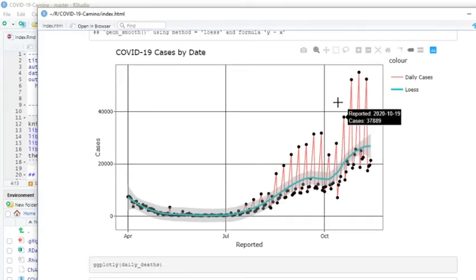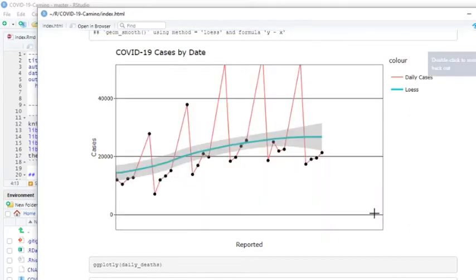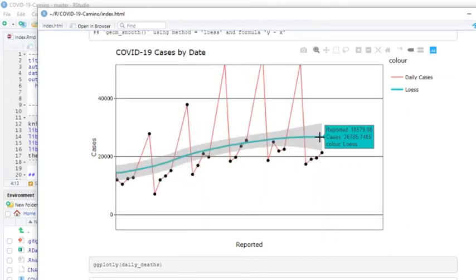Cases and deaths. Let's see something here. Let's zoom in here. Now, cases, 26,785.